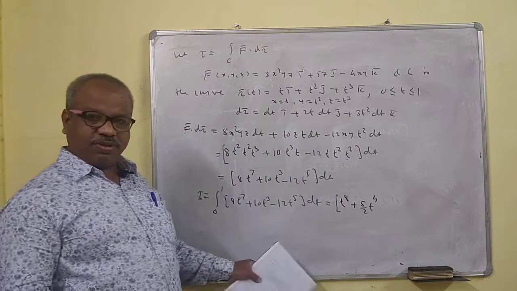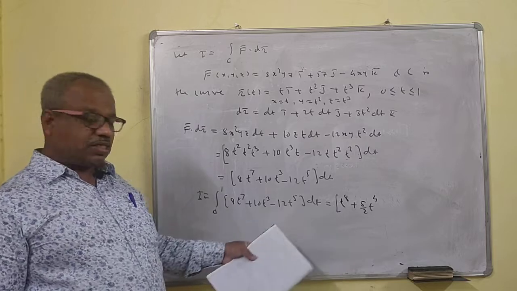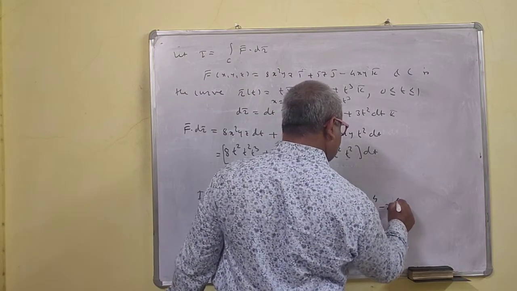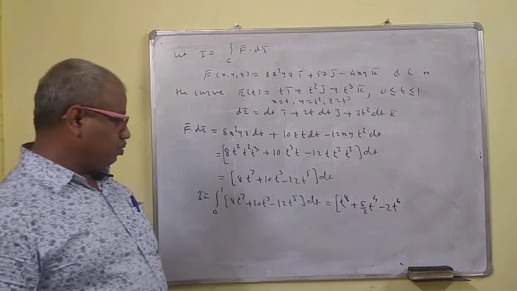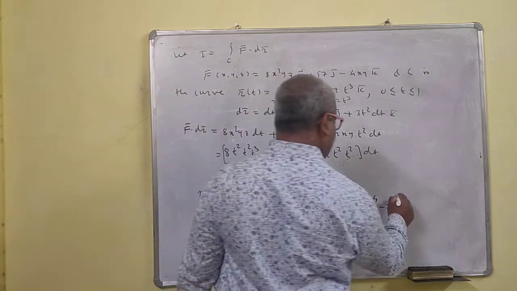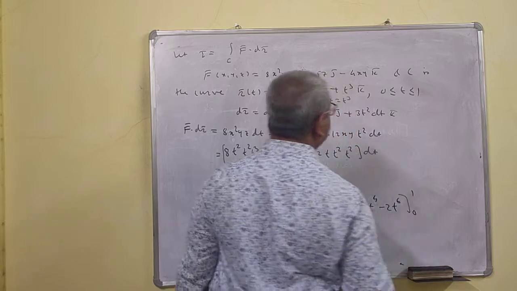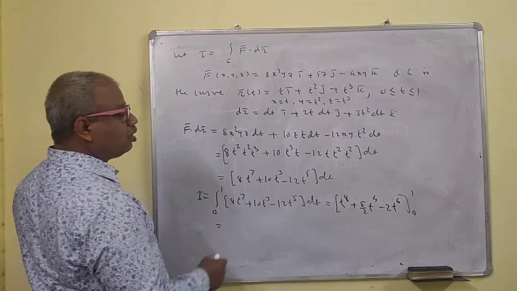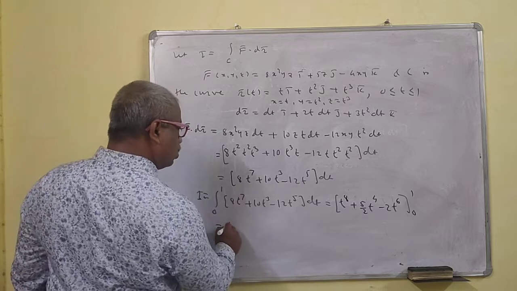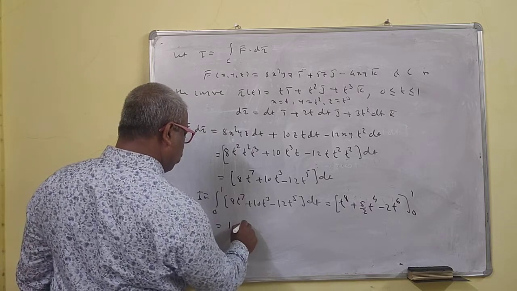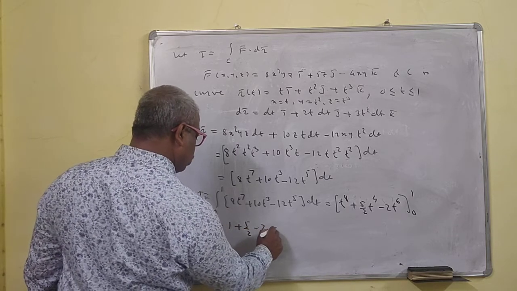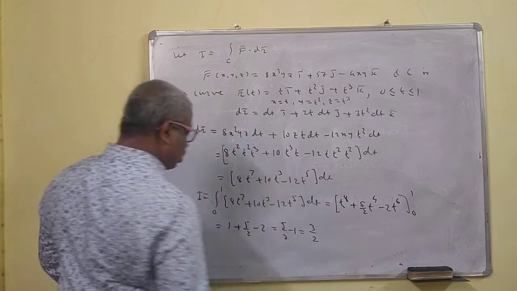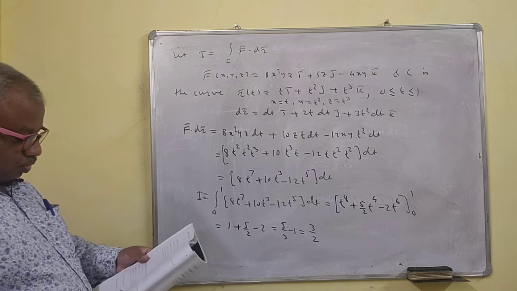Okay, if possible, you can simplify this. This is t raised to 6 upon 6, so this is minus 2 t raised to 6. And the limit is what? 0 to 1 now. Okay, so now I only have to put t is equal to 1. So this is 1 plus 5 by 2 minus 2. So 5 by 2 minus 1. So this is what? 3 by 2. So your answer is what?